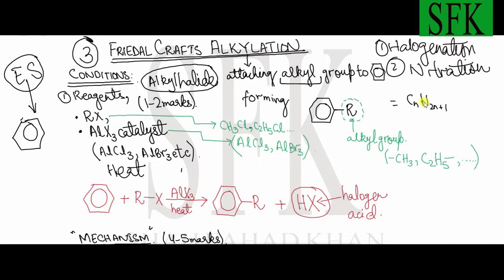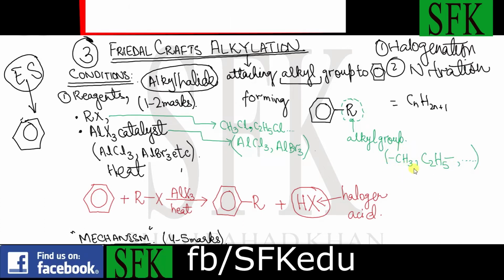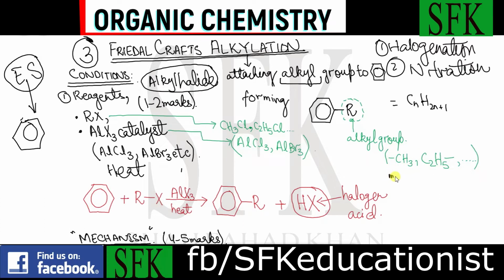C represents carbon, H represents hydrogen, and n is any integer. So for example, if the value of n is 1, CH3 will be the alkyl group. If the value of n is 2, C2H5 will be the alkyl group. The one-carbon alkyl group CH3 is known as the methyl group, the two-carbon alkyl group is known as the ethyl group, and so on: propyl, then butyl, and so on. Now the R represents an alkyl group and the X over here represents a halogen atom.